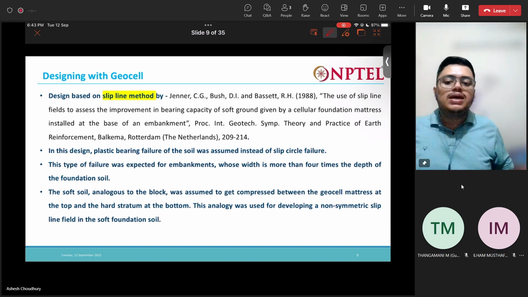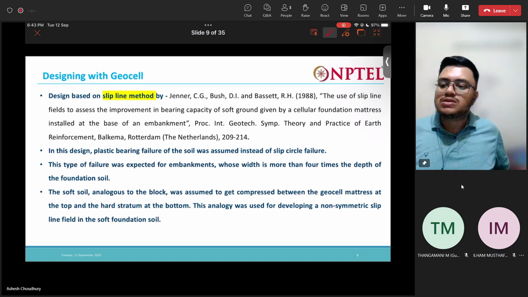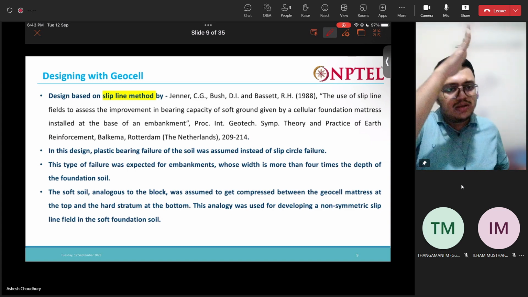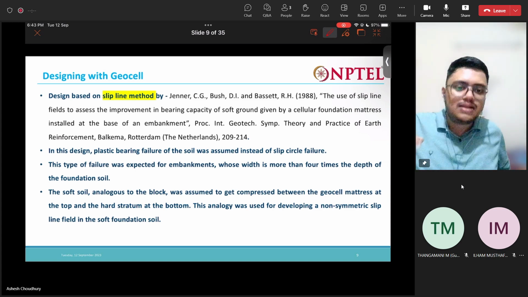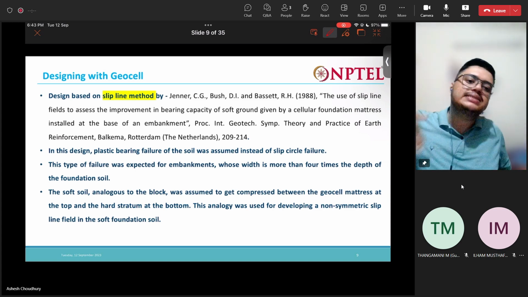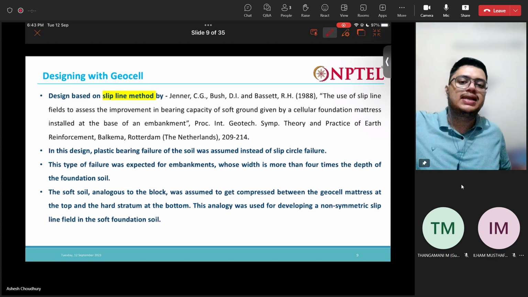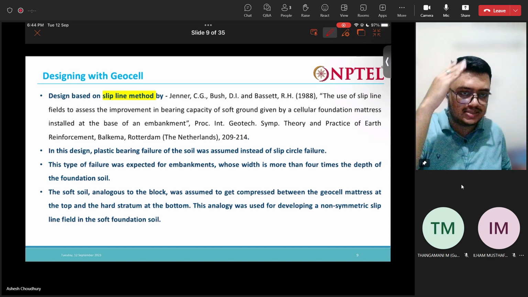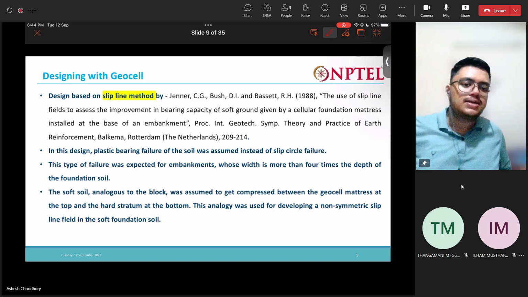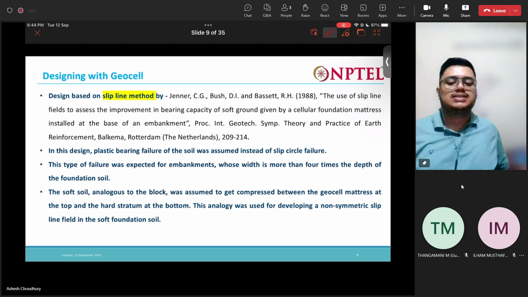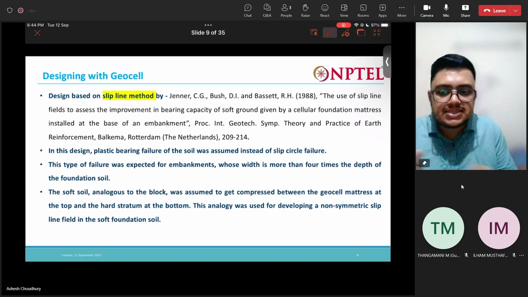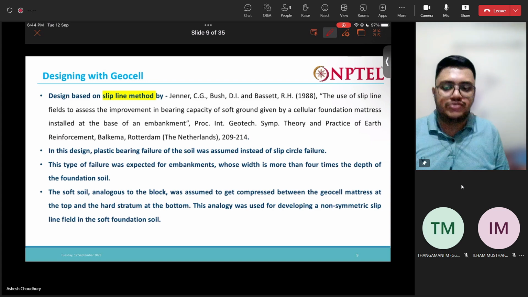In the limit equilibrium technique, what we assume is that in the slip circle, the soil is about to fail. So what we do is equate the overturning stresses and the resisting stresses. We assume that the complete stresses are mobilized. But this is the plastic bearing of the soil.